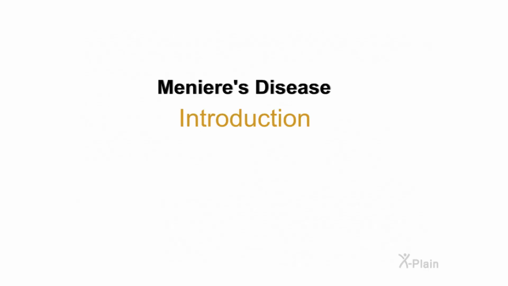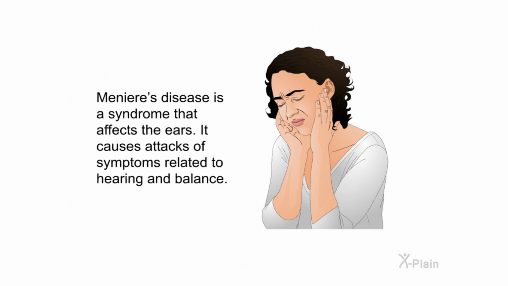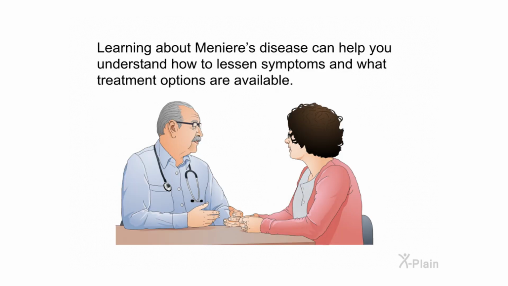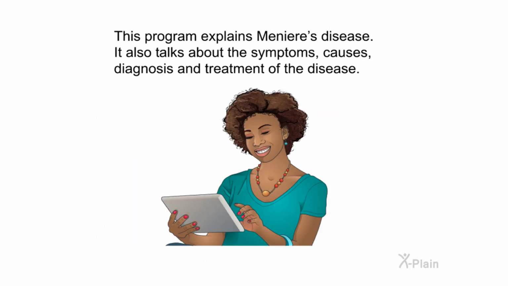Meniere's disease. Introduction. Meniere's disease is a syndrome that affects the ears. It causes attacks of symptoms related to hearing and balance. Learning about Meniere's disease can help you understand how to lessen symptoms and what treatment options are available. This program explains Meniere's disease. It also talks about the symptoms, causes, diagnosis, and treatment of the disease.